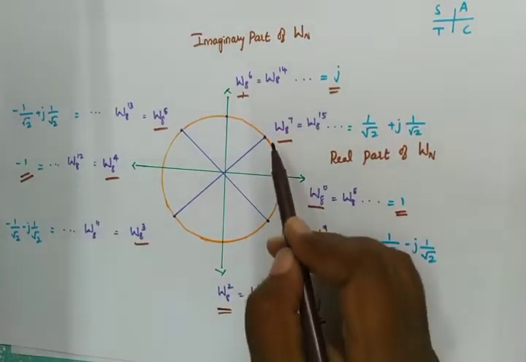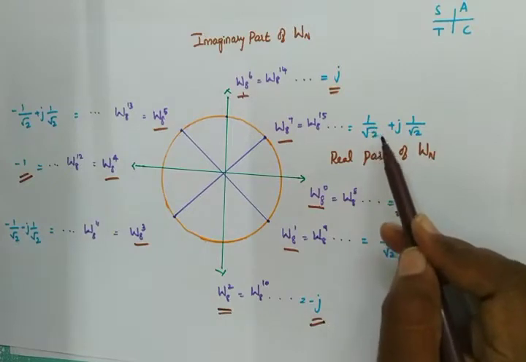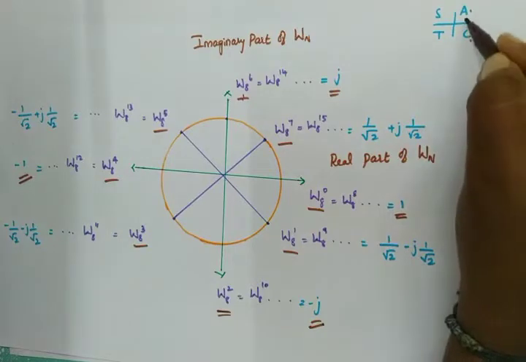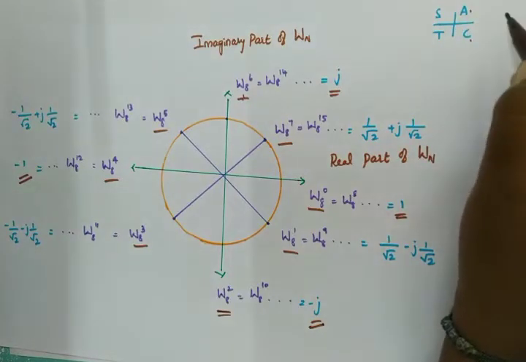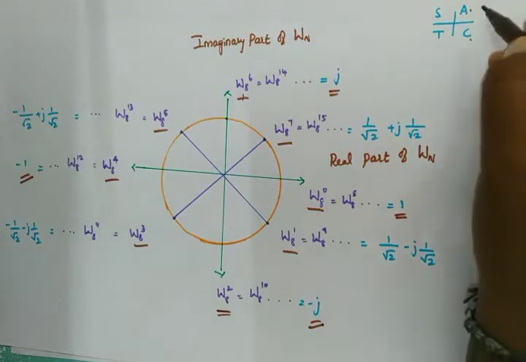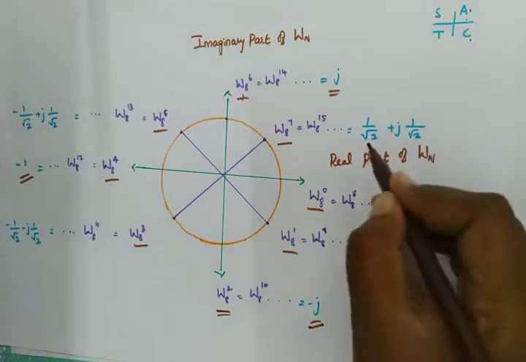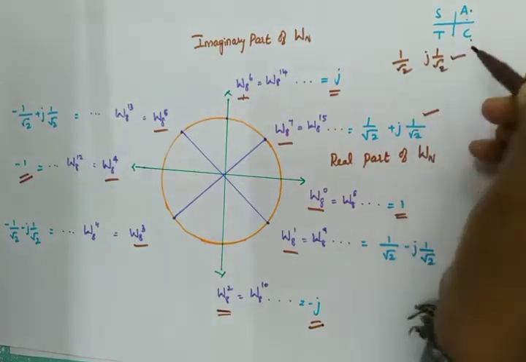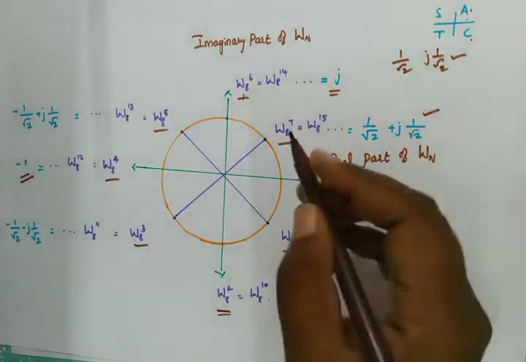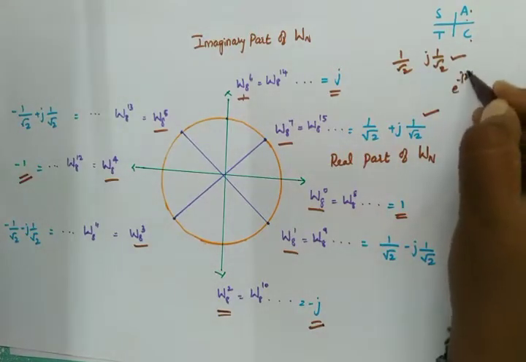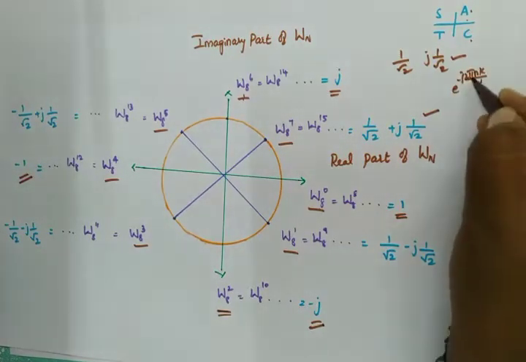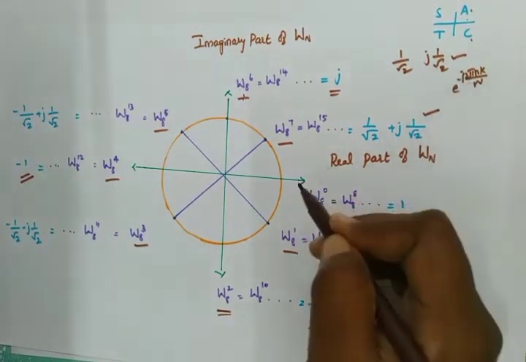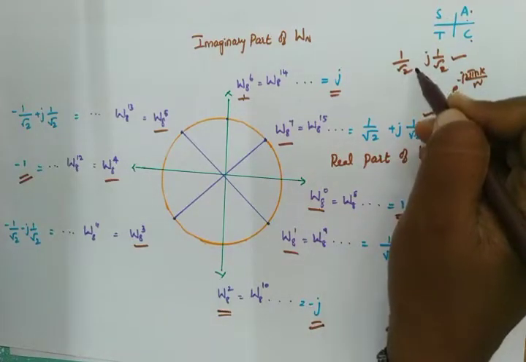Then the next one is W8 power 1. Here we will have 1 by root 2, j 1 by root 2. However you remember it, you can remember this. Here all will be positive. Remember these values: 1 by root 2, j 1 by root 2. This is what you are going to get after calculating e power minus j 2 pi k n by N. If you substitute here, you are going to get the values 1 by root 2, j 1 by root 2. Now we have to put only the sign, plus or minus.